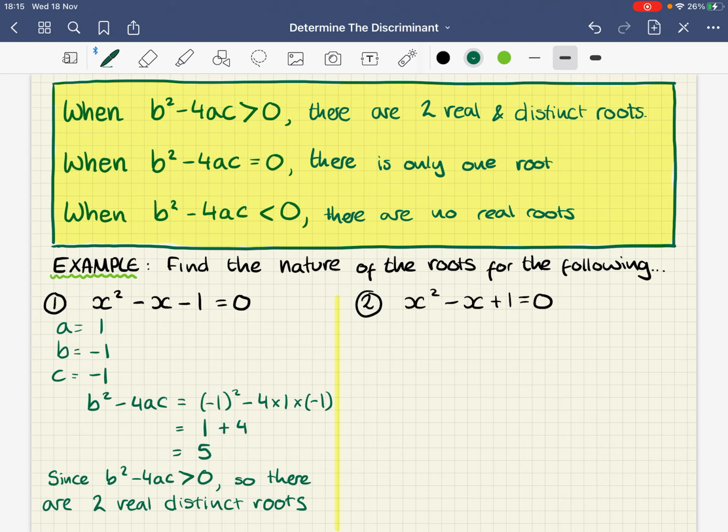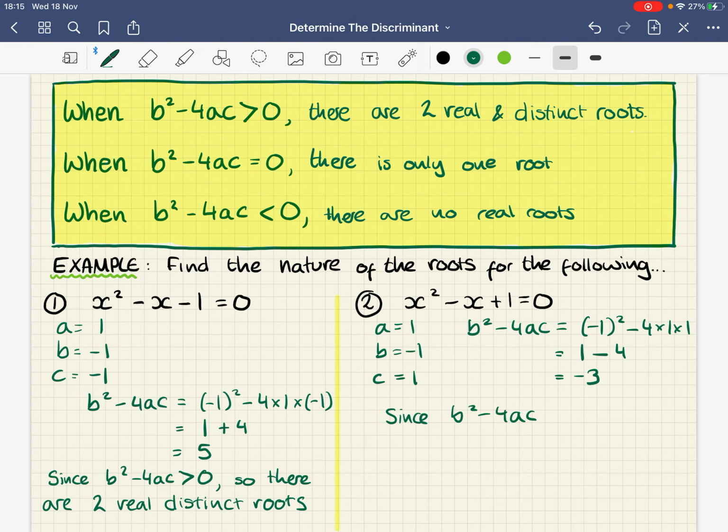So let's take a look at another example. So here, a equals 1, b is -1, and c is 1. So using my formula of b squared minus 4ac, I'm going to have -1 squared minus 4 times 1 times 1. So that's going to be 1 take away 4, which is going to end up as -3. And then since b squared minus 4ac, in this case, is less than 0, there are no real roots.